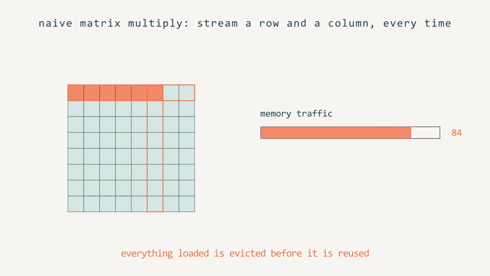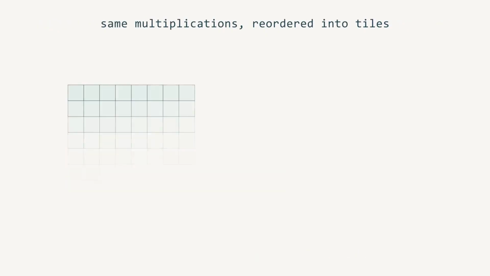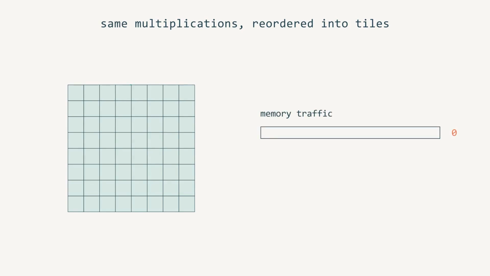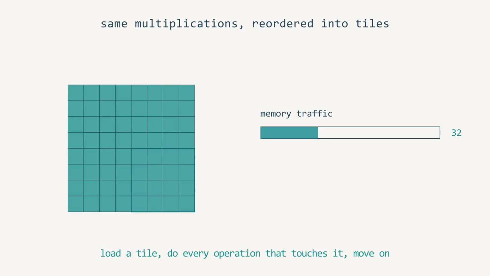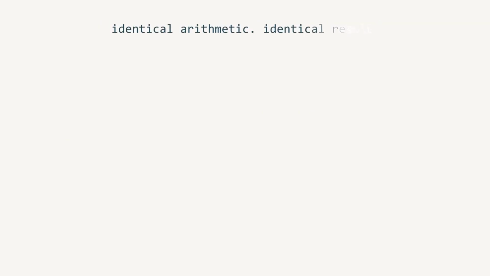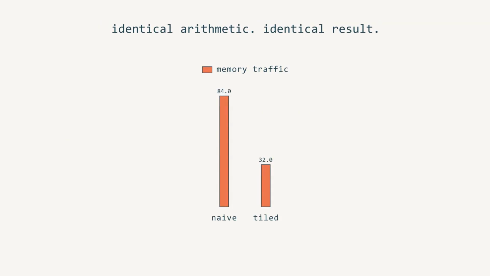The fix isn't fewer multiplications. It's the same multiplications, reordered. Chop the matrices into tiles sized to fit the cache. Load a tile. Do every operation that touches it while it's resident. Then move on. Identical arithmetic, identical result, a fraction of the traffic. Cut the tile to fit the cache, and the traffic drops by a factor that grows with the square root of the cache size. That's loop tiling, cache blocking. Every serious numerical library does it.